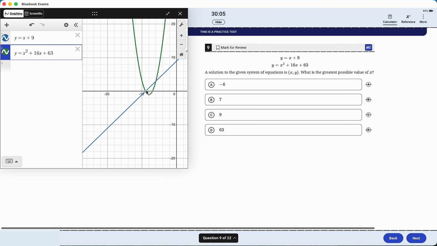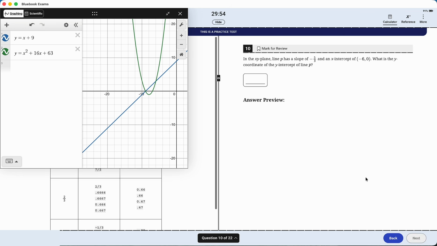So here it is. Now I can click on my solutions. It's these 2. It says, what's the greatest possible value for X? So it could be -9, it could be -6. So it's going to be -6 in that case. So that would be it.